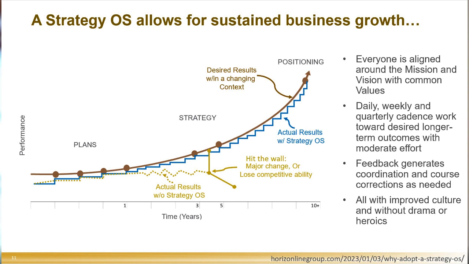Businesses that don't give strategy regular focus often follow the orange line. They can stay competitive for a while, but usually performance falters or they miss adapting to a key change in the business context and hit a wall. At some point, they either need a major change to regain competitiveness or they lose their ability to compete and growth declines.